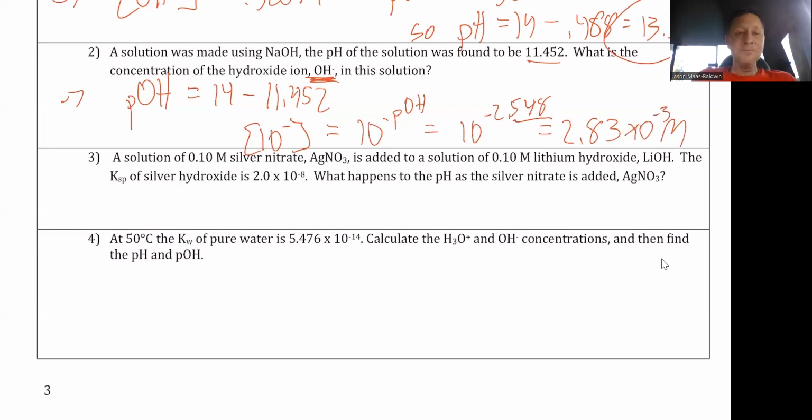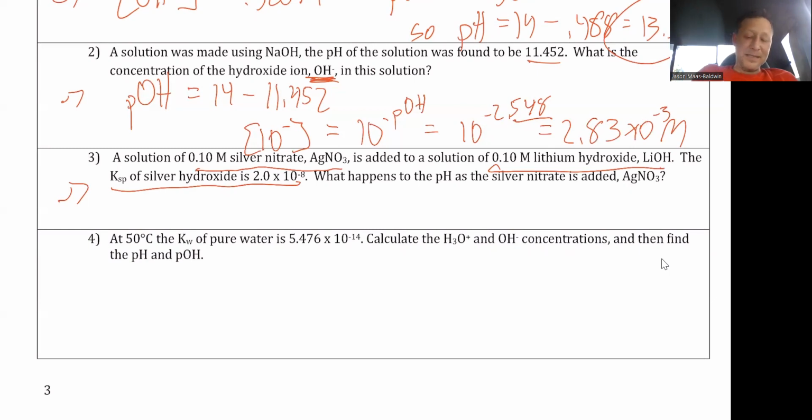Okay. Next one here. Ooh, we're back to Ksp. Yes. So a solution of silver nitrate is added to lithium hydroxide. The Ksp of silver hydroxide is really small. That's what it's telling us. What happens with the pH as the silver nitrate is added?